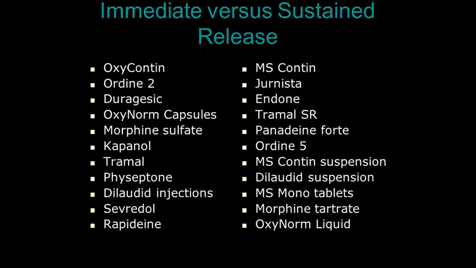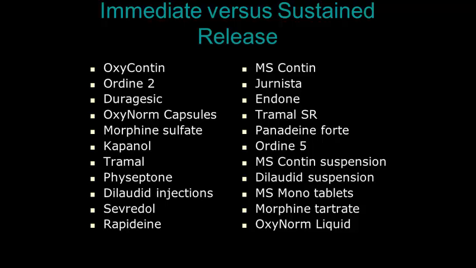So just do a quick run through of all these different ones. OxyContin, sustained release. Ordine is immediate release morphine syrup. Duragesic is the ultimate sustained release delivery system. That's the analgesic patches. Oxynorm capsules are immediate release. Morphine sulfate is morphine for injection. Kapanol is sustained release. It's actually a little capsule filled with granules, and you can break open the capsule and sprinkle it on yogurt or ice cream if people have swallowing difficulties. Tramal is immediate release tramadol.